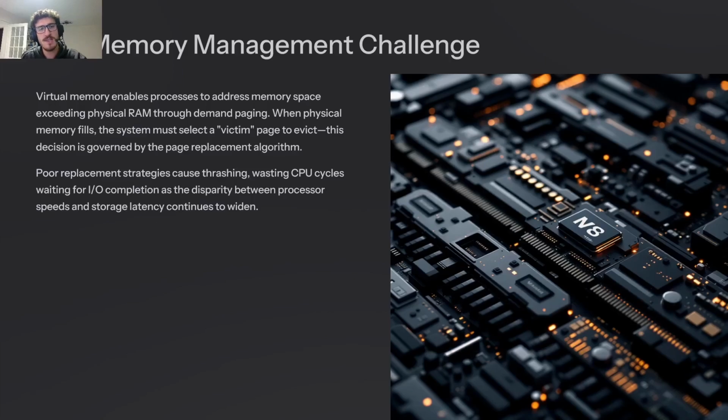So, why does this topic matter? As you know, processors are getting faster every day, but storage speed, like our hard drives, isn't keeping up. This creates a huge I/O gap. When our RAM is full, the system has to decide which page to kick out, or evict. If the algorithm makes a bad decision, the CPU wastes time waiting for the disk. We call this thrashing, and it kills the system's performance.